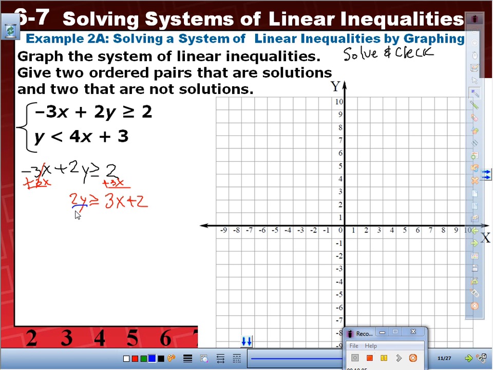At the end, I divide by 2, divide by 2. Y is greater than or equal to 3 halves x. 2 divided by 2 is 1. Is it solved for y? Yes, but specifically, to graph a line, we need it in slope-intercept form. Is this a slope? Yes. Is this the y-intercept? Yes, it's slope-intercept form.